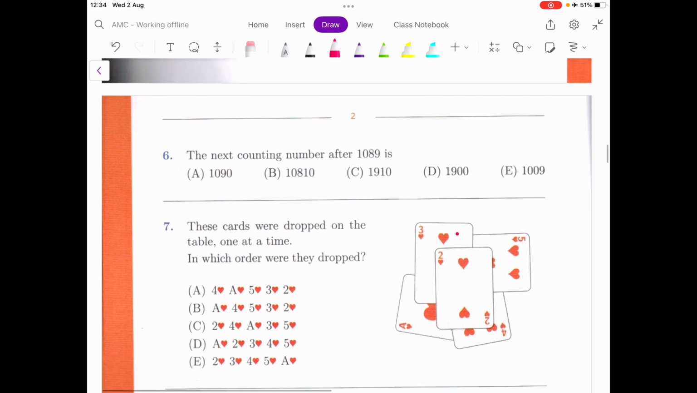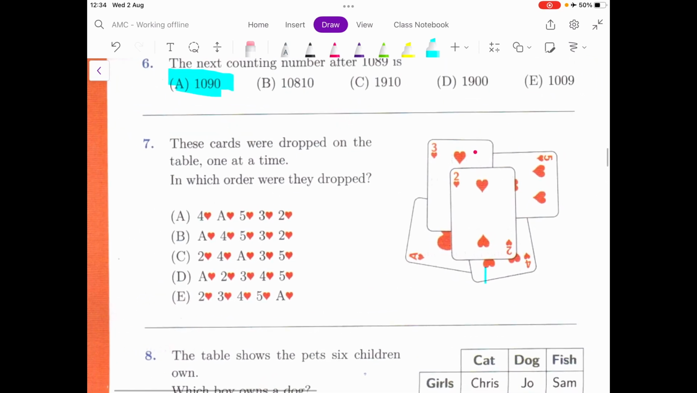All right, question number 6. The next counting number after 1089 is, this is easy, 1089. After that is 1090. That's the correct answer. Now this was a very interesting one.